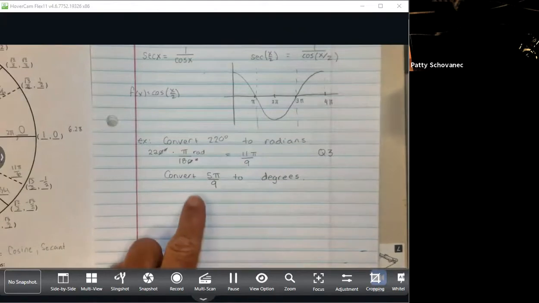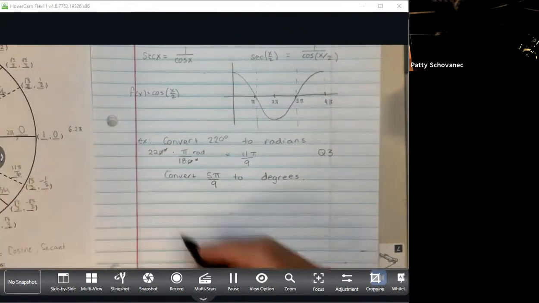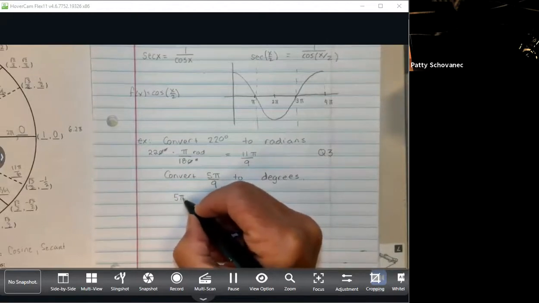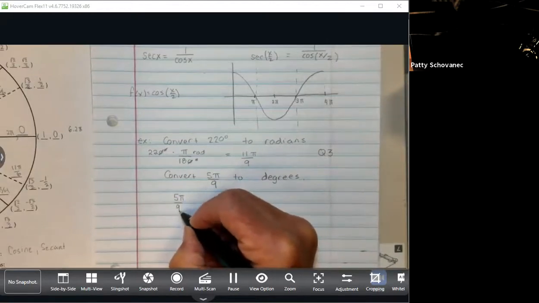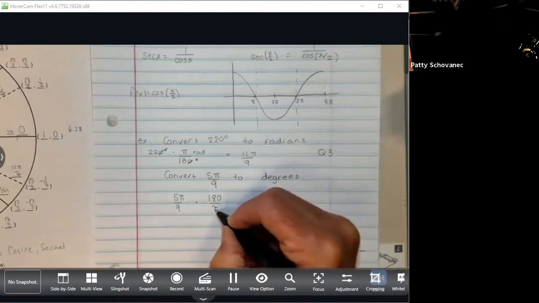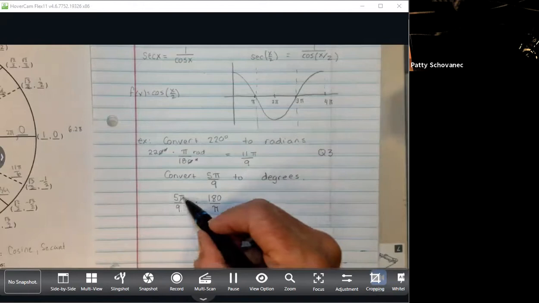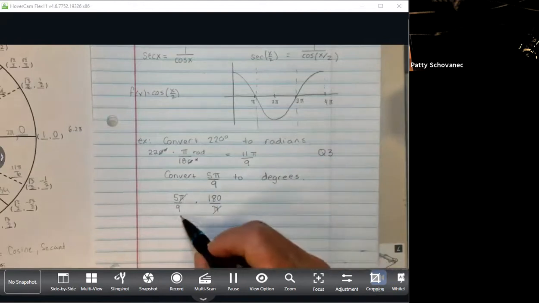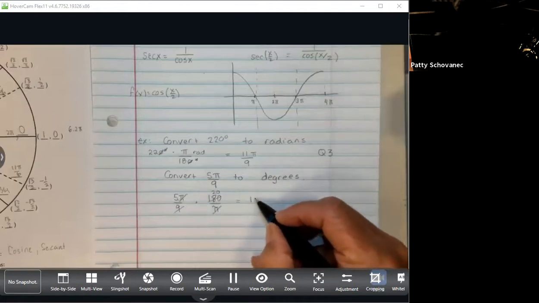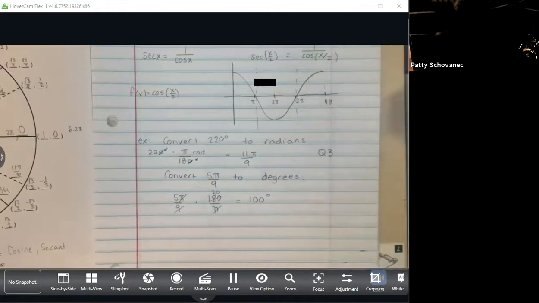All right, now we're going to go the other way. Flip this upside down. To convert from radians to degrees, we multiply by 180 over pi. Then the pi's cancel. 9 goes into 18 twice, so this is going to leave me 20. 5 times 20 is 100 degrees. Quadrant which? Quadrant 2.